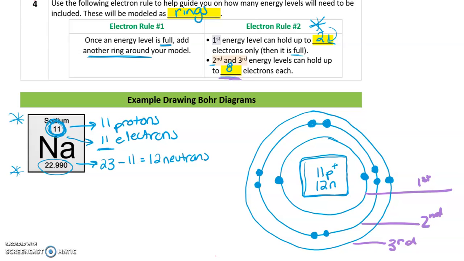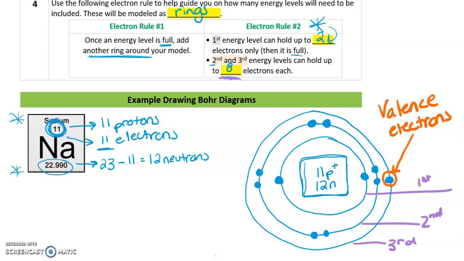One thing I wanted to point out before we move on is the valence electrons. Remember, valence electrons are the electrons on the outermost ring. So when I'm looking at valence electrons, I am looking at the ring furthest away from the nucleus. In this case, we have 3 energy levels, so our valence electrons are only the ones on this outermost energy level. So we only have 1 valence electron for our sodium atom. And that is how we draw a Bohr model of sodium.